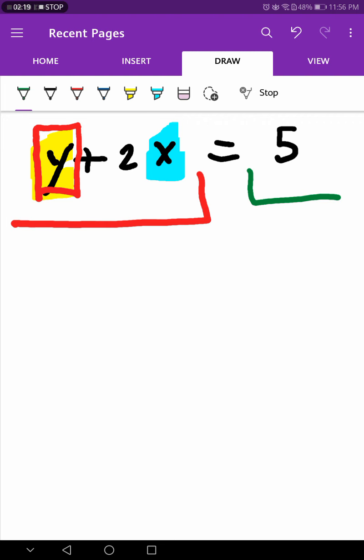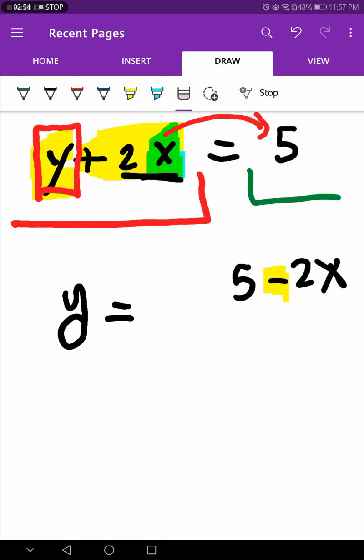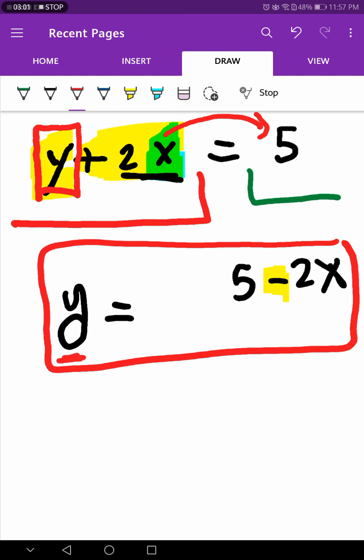So y plus 2x, I have to move this to the right side, so the y will come alone and happy, and see what happened in the right side: 5 minus 2x. As you see here, I just moved this 2x to the right side and changed the sign. The plus will be minus. So now I write the equation for y. That means the y must be alone on the left or right side.